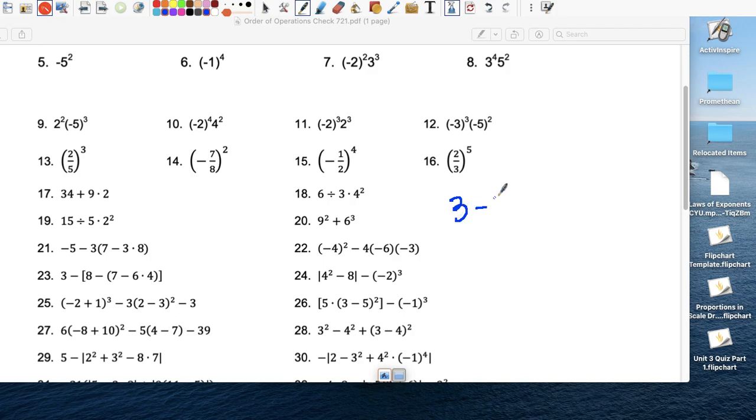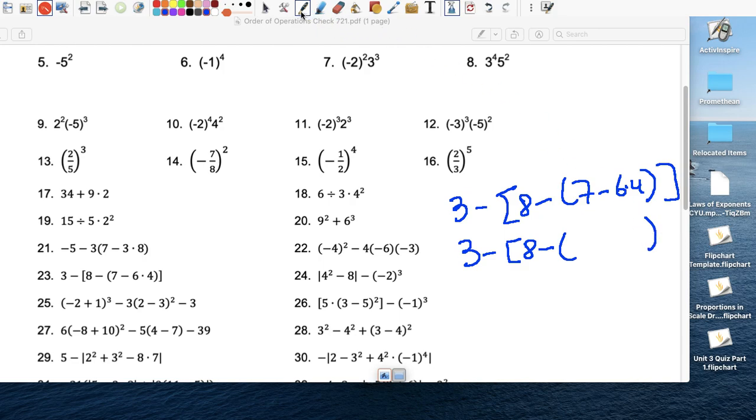23, 3 minus 8 minus 7 minus 6 times 4, parentheses, close bracket. So again, 3 does nothing, the 8 does nothing, subtract does nothing, and let's take care of the parentheses. So inside the parentheses we have two things going on. Well, and I'm going to do it one step at a time. 7 minus 6 times 4, 24. Okay. 3 does nothing, minus, bracket, 8 does nothing. And then inside the parentheses I have 7 minus 24, which, if you do your calculations, you end up getting negative 17.